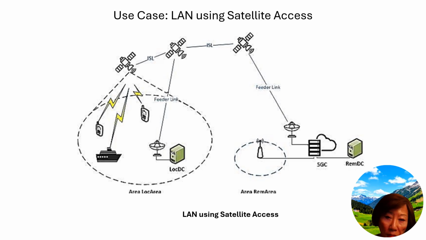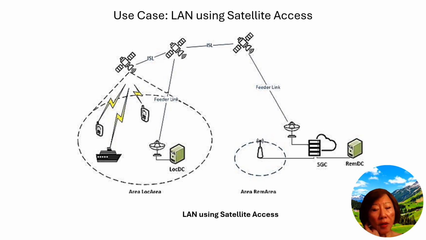We also have multiple satellites shown on the top here, forming a constellation. These satellites are connected by ISL. ISL is short for inter-satellite links, allowing them to communicate with each other. We have feeder links and service links also in the picture, which we have talked about. The service links here are represented by the lightning bolt symbols. Those are service links, showing communication between the mobile devices and the satellites.